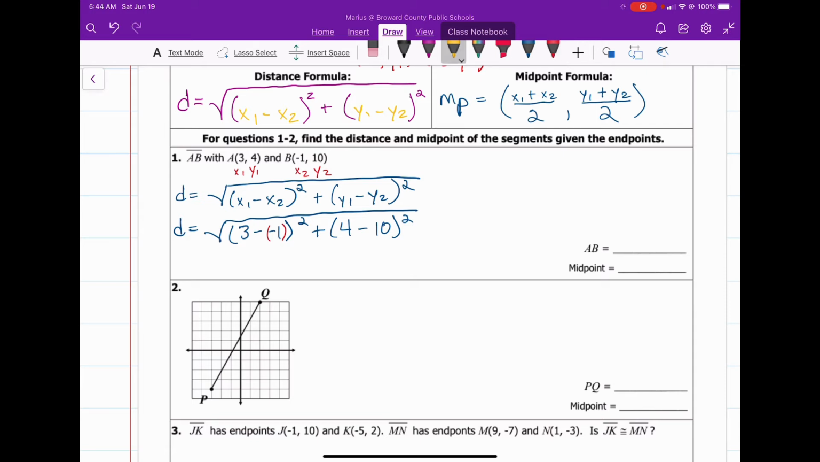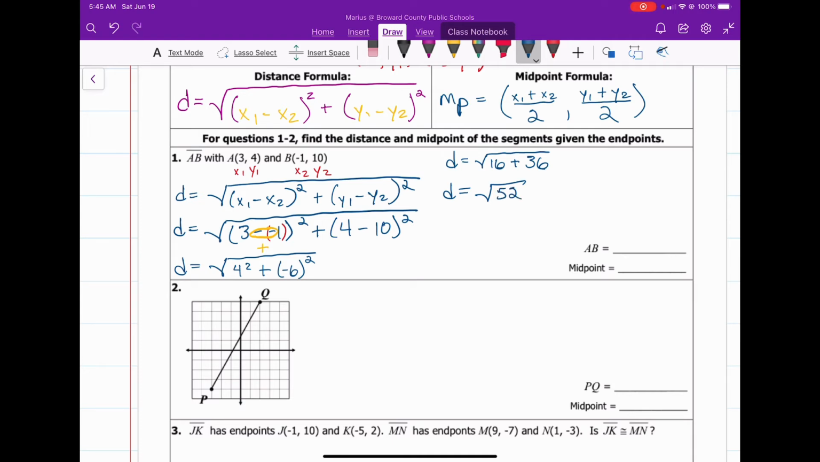So now you should already know that when we get ready to evaluate this, those two negatives are going to turn into a plus. So that's really 3 plus 1, which becomes 4. So this is going to become the square root of 4 squared plus 4 minus 10, which is negative 6. So we have to put negative 6 in parentheses and square it. Okay? So we have 4 squared plus negative 6 squared. 4 squared is 16, and negative 6 squared is positive 36. Okay? Now we add those together. That's going to become 52.